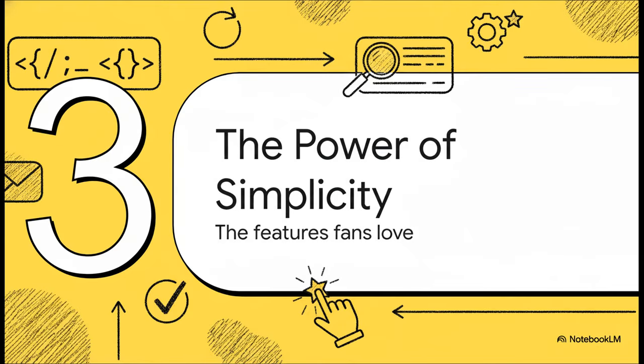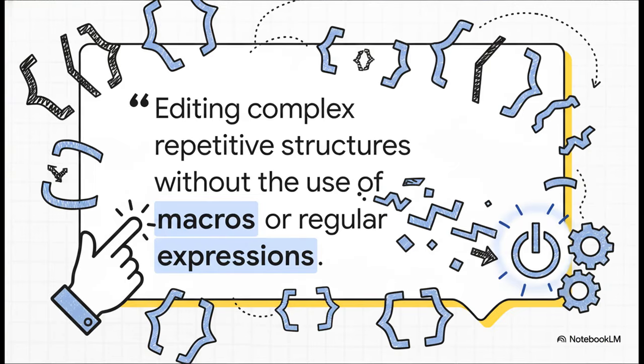So let's talk about the features that built that incredibly loyal fan base. It really comes down to doing just a few things, but doing them better than anyone else. This quote right here, it just nails the entire philosophy of Sublime Text. It's not about giving you complicated tools like macros. It's about giving you direct, intuitive power over your code. And there is one feature that just perfectly embodies this idea.